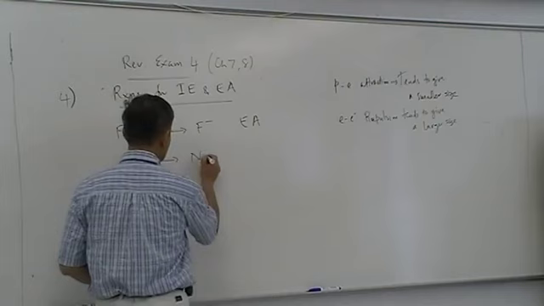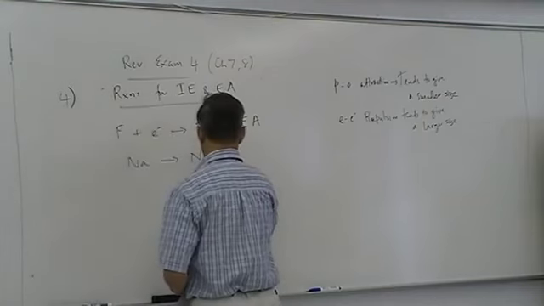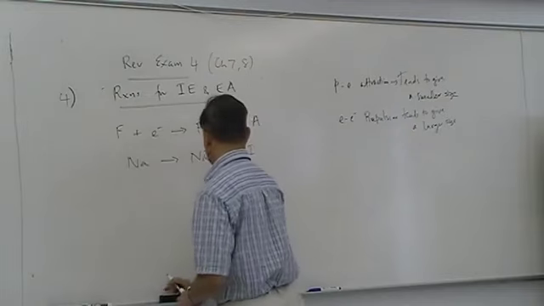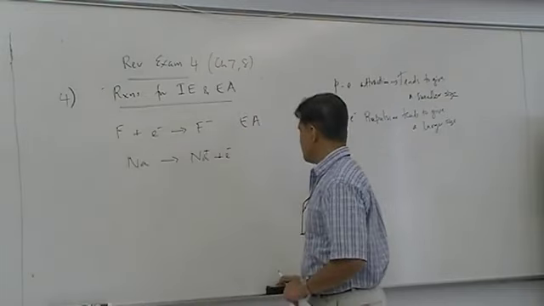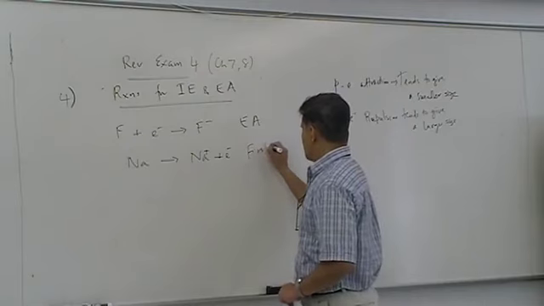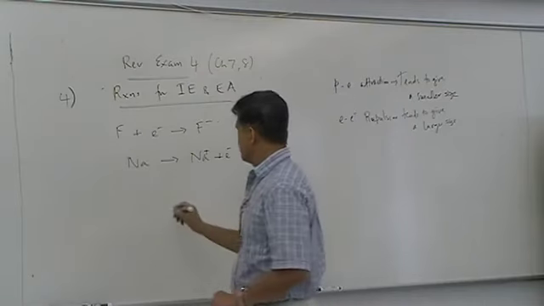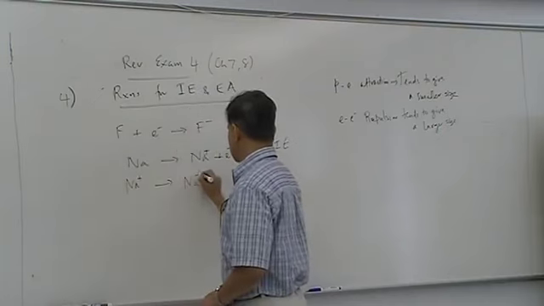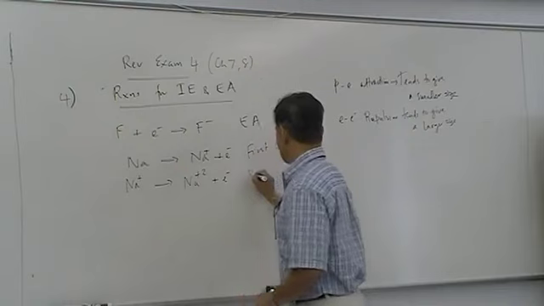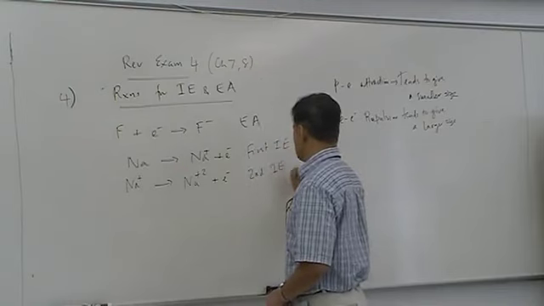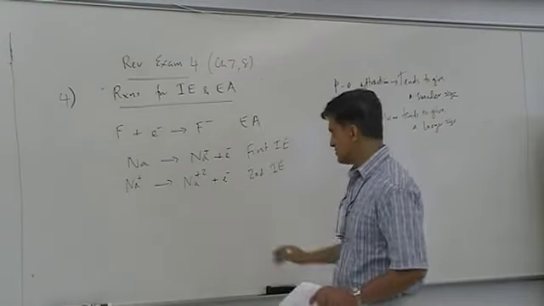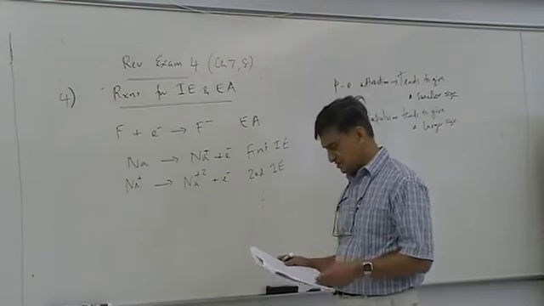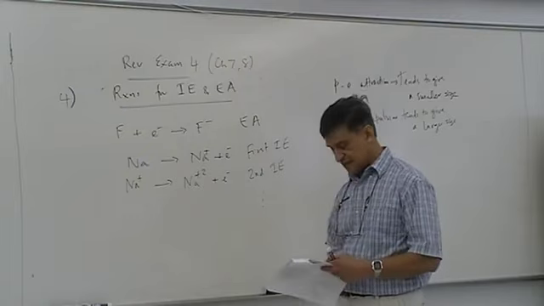Sodium, you're getting rid of one electron from sodium, then you get ionization energy. And this is the first time you're knocking off an electron, so it'd be first ionization energy. Next time I knock off an electron, I get Na 2 plus plus electron, which would be second ionization energy, and so on and so forth. Third time it would be third ionization energy. So you should be able to recognize which one is first ionization, second ionization, and which one is electron affinity.